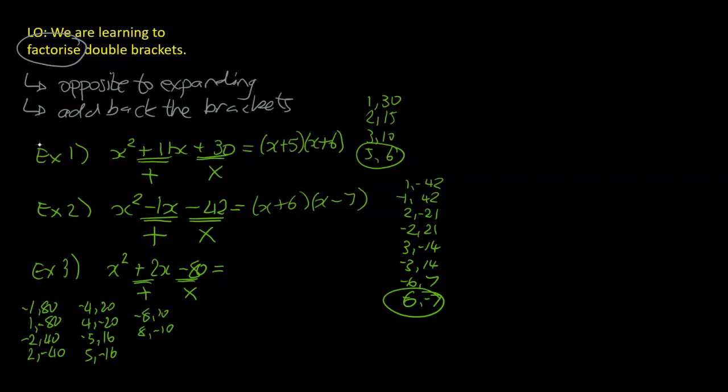So we've got a huge list of factors. We now need to think, well, which of these are going to add up to positive 2? And I'm thinking it's going to be that negative 8 and positive 10. So I'm then going to put that in: x minus 8, x plus 10.